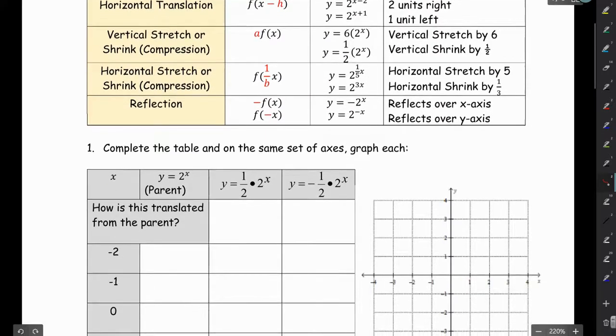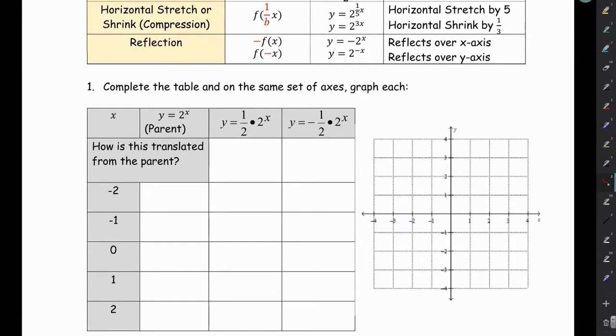So the best way to really understand these is to start looking at them and graphing them. We have our parent function 2 to the x. We have a 1/2 out front. That means we're going to have a vertical shrink with this function. And then we have a vertical shrink, and we're going to be reflecting it over the x-axis. So let's take a look at these graphs.